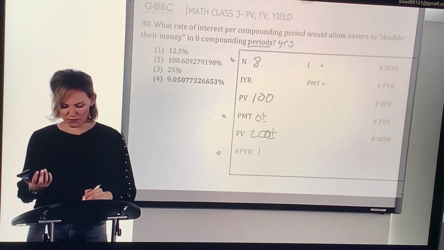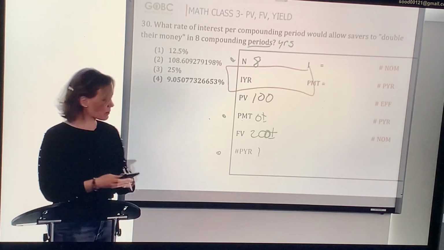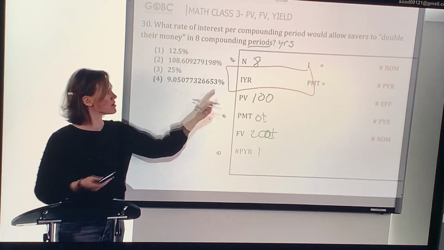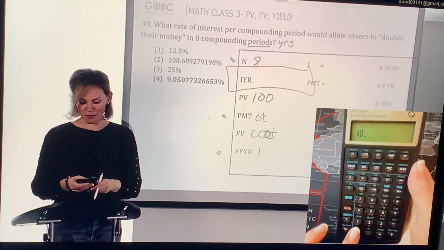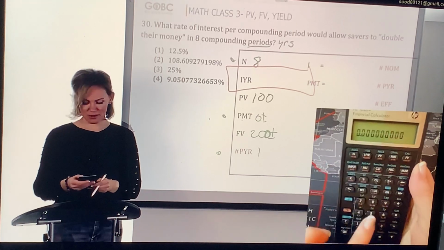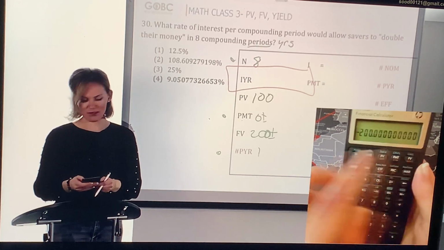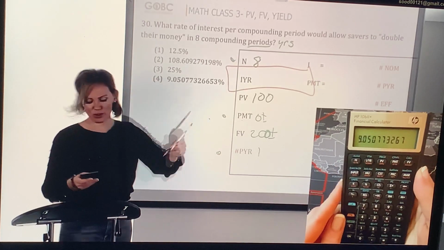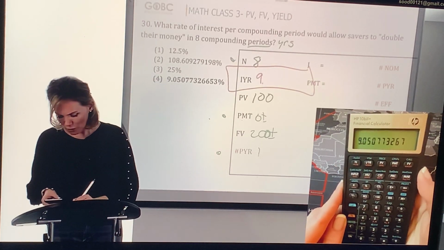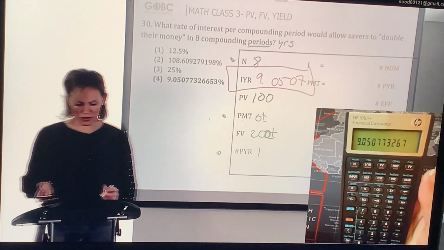And now you can do the question. That's it. That's all you have to do in here. So start with PYR. Put 1 shift PYR on the payment. 8 shift N if you want, or 8N. It will come up as 8, 100 PV, 0 plus minus PMT, and double it. So 200 plus minus future value. You can put any numbers you want. At the end, we're all going to have the exact same answer. Press IYR. IYR came up to 9.0507, right? So it should be option number 4.